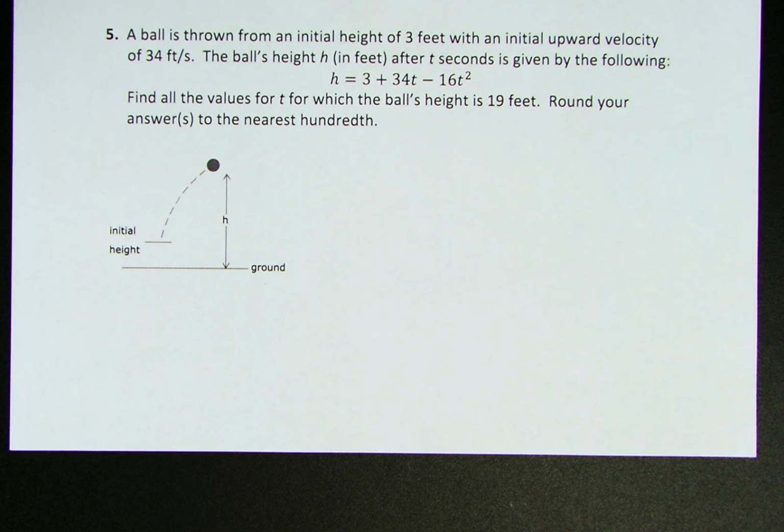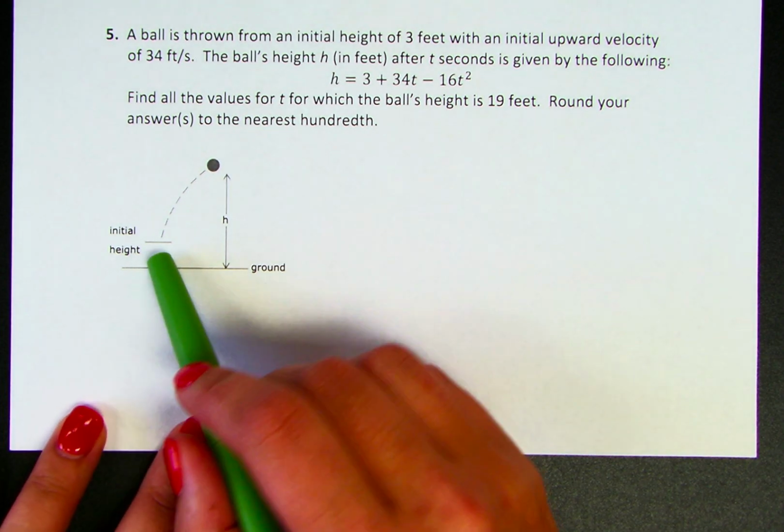In the last part of this section, we are going to be working through some application problems. So go ahead and pause the video and read through the story problem. Okay. Now, as we read through this, when it's talking about the ball being thrown from an initial height of 3 feet, so in the picture, that's what this line is representing.